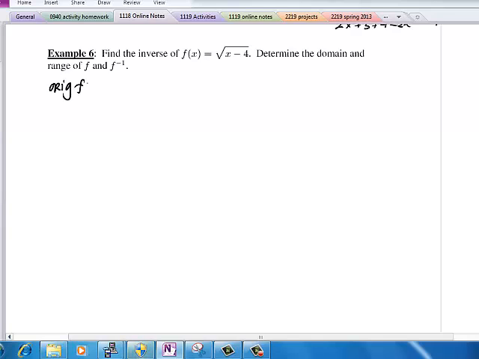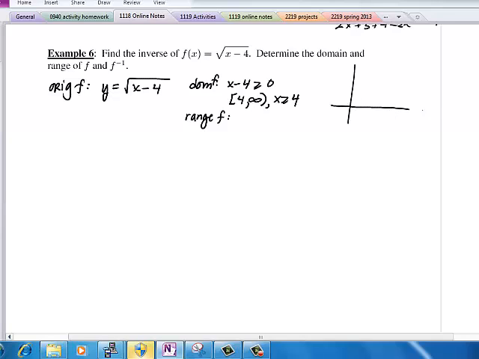Our original f is y equals square root of x minus 4. The domain for that function would be x minus 4 greater than or equal to 0. So the domain of f would be 4 to infinity, or x is greater than or equal to 4, whichever way you want to write that. The range of f, this isn't that bad. We can figure out the range just fine. This is just a square root graph shifted 4 units right. So the range should be y greater than or equal to 0.